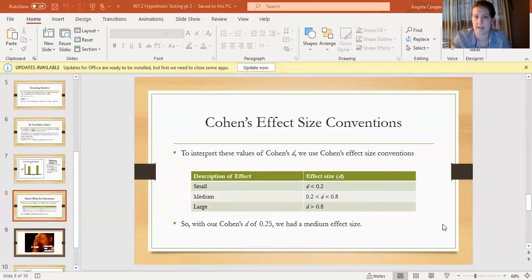Finally, if your Cohen's d is larger than 0.8, if the number itself is larger than 0.8, you have a large effect size. So if it's a negative 1.5, a 0.9, or a negative 2, those are all large effect sizes. Don't let the negative trip you up. A negative 1.5 is still a large Cohen's d because you're just looking at the number itself, 1.5, and that is larger than 0.8.